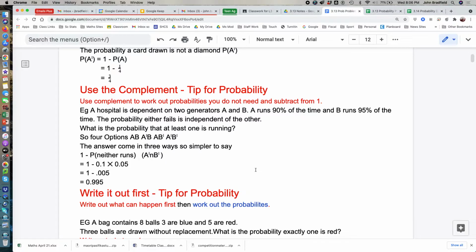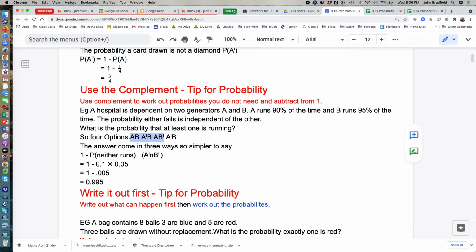And so this hospital one depended on 2 generators, generator A and B, and neither of them run all the time. And so what is the probability that at least one is running? Well, there's a few things that can be going on. There's 4 different things that can happen. If A means it's running and A dash means it's not, or A complement, there's 4 different things. But we want to know the probability of all 3 of those together. That both are running, or A is running, B is not, or B is running, A is not.